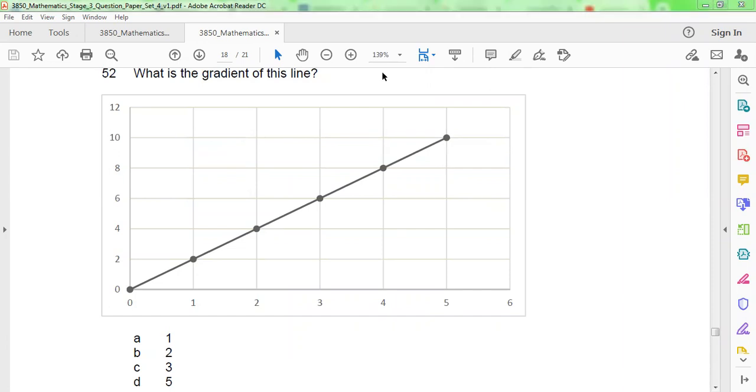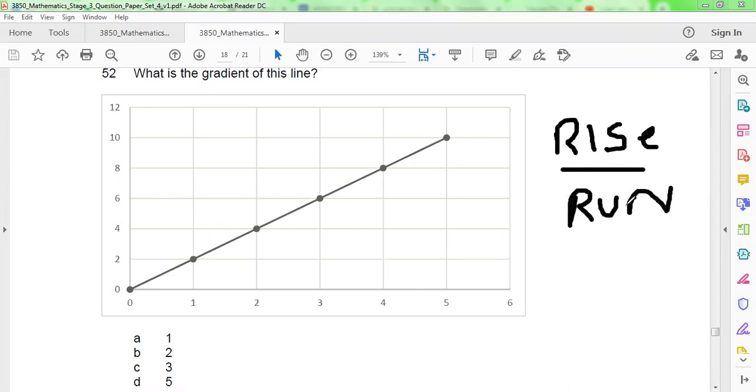Okay, so this question is saying, what is the gradient? So gradient is vertical rise divided by horizontal run. Now, if the line is rising to the right, the gradient is positive. That's a positive correlation. If it is falling to the right, the gradient is negative. It has a negative correlation.